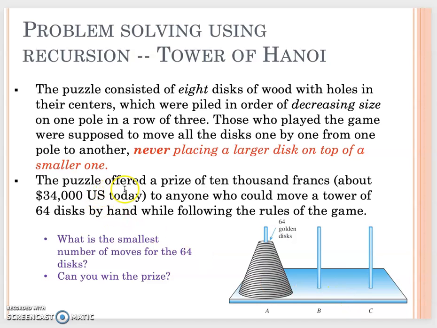This puzzle game offered a prize at that time, a lot of money, equivalent to 34,000 US dollars now, to anyone who can move a tower of 64 discs by hand while following the rules of the game.